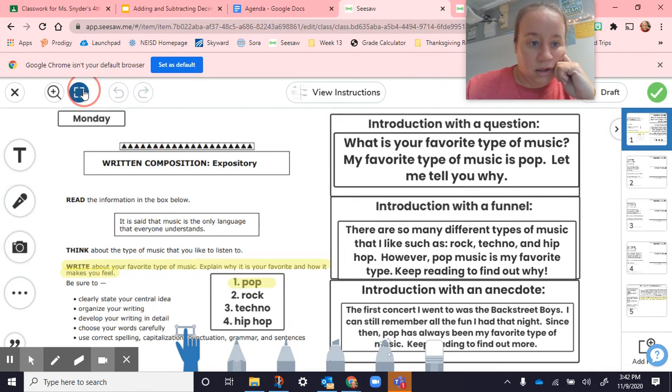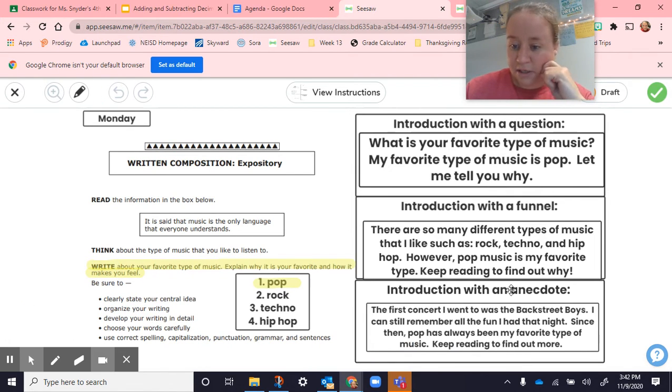All right. Then this last part, the anecdote, remember, it's just a short little story, just to give that personal perspective, personal connection with your reader. Again, it's got to be connected to the topic. The topic is music. I said the first concert I went to was the Backstreet Boys. I can still remember all the fun I had that night. Since then, pop has always been my favorite type of music. Keep reading to find out more.